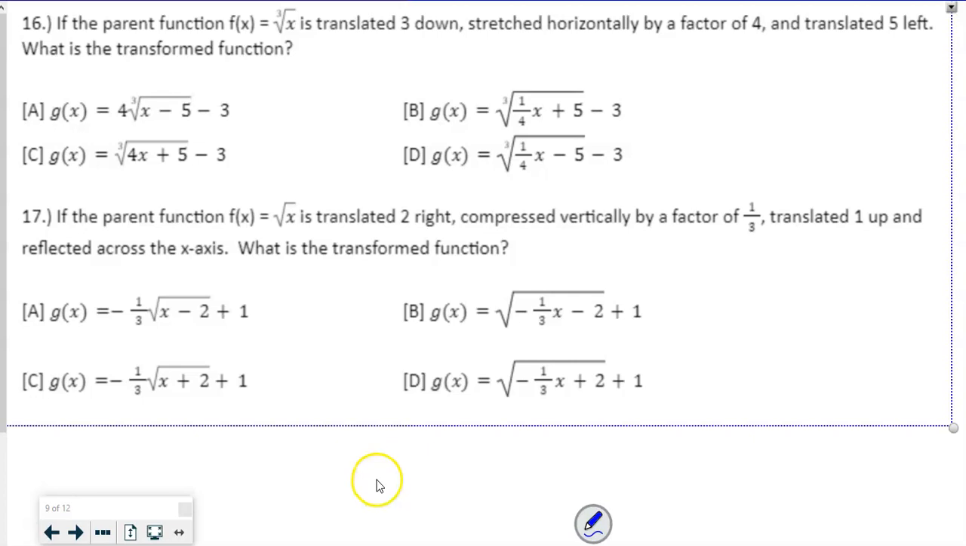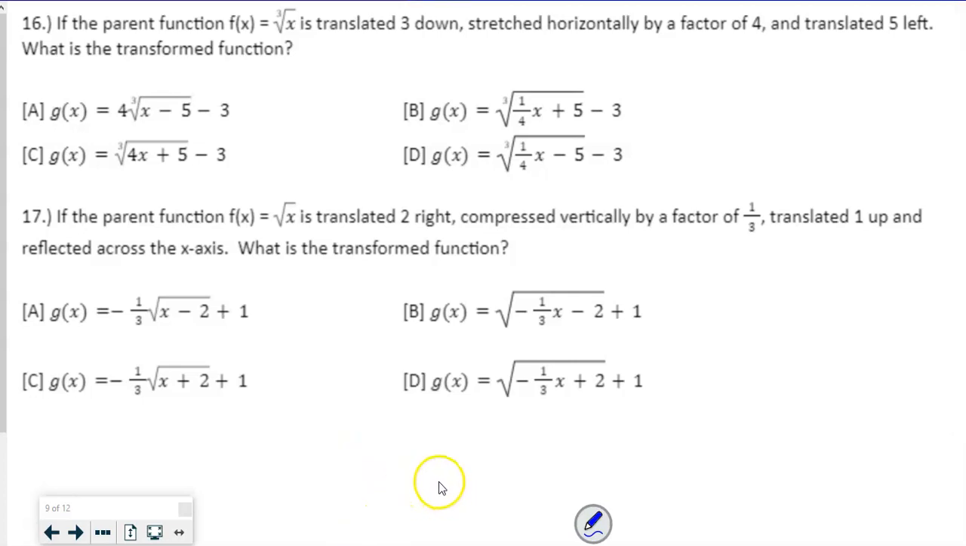All right. So let's talk about these next ones, okay? So if the parent function is the cube root of x and is translated 3 down, that's a K, right, y'all? Stretched horizontally by a factor of 4. So this is going to be our B. And remember, if this is our B, guys, we always change B, right? Horizontals are under the radical. Everything horizontal is under the radical. Everything outside the radical is vertical, okay? So remember, anything that's underneath that radical, we're going to change it.